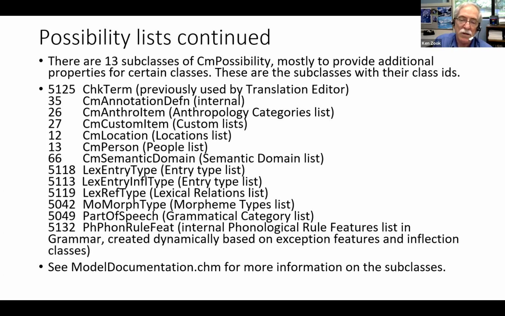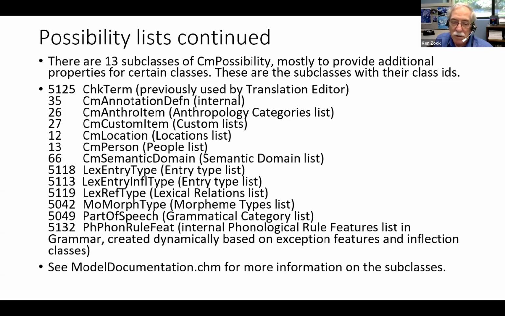CM location is in the locations list. CM person is a people list. CM semantic domain has a semantic domain list. Lex entry type is in the entry type list. Lex entry inflexional type is also in the entry type list. Lex reference type is in lexical relations list. Morph type is in the morpheme types list. Part of speech is in grammatical categories list, and PH phone rule feat.